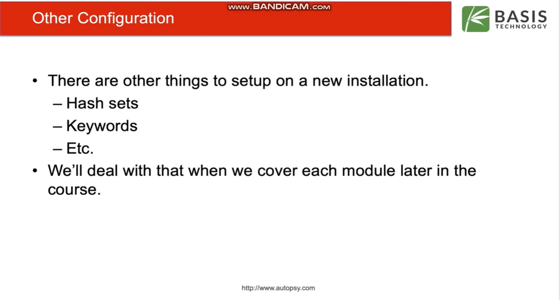There's other configuration that you need to do. Hash sets, keyword lists, other rules. We're going to deal with each of these as this course progresses, and we talk about general hash sets and keyword lists. The things in this section are all about general purpose things that are fairly easy. Again, we'll deal with more configuration a bit later on as the course progresses.